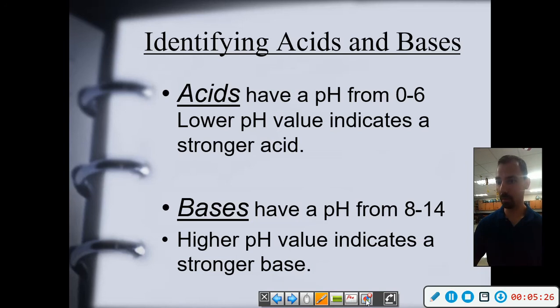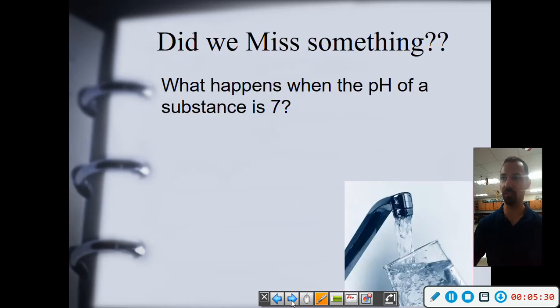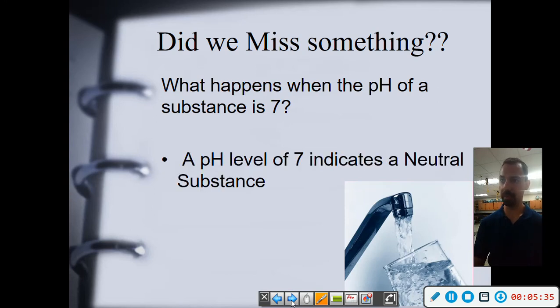What number do we leave out? Obviously the neutral number. So I mentioned already, pH of 7 is considered to be neutral. So water is in the middle of the scale. It's neither an acid or a base. It just kind of sits in the middle. It has to be pure water because when you start adding stuff to water, it actually changes its properties a little bit.